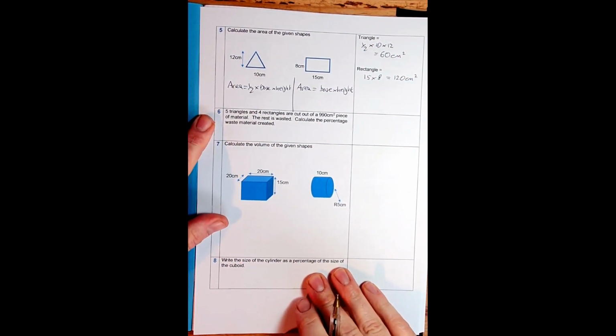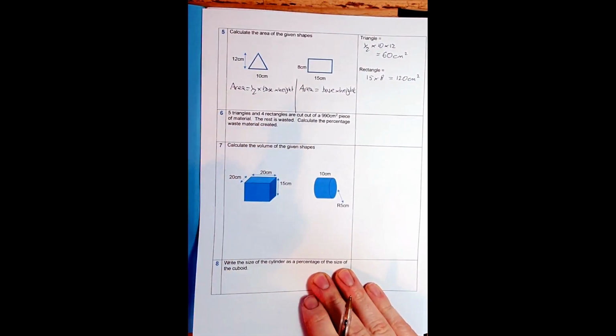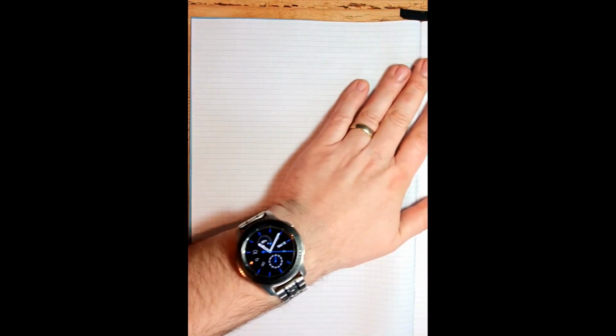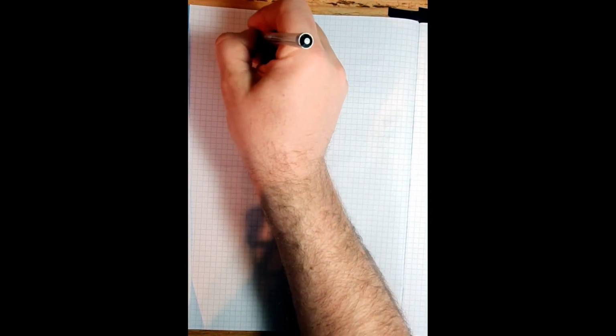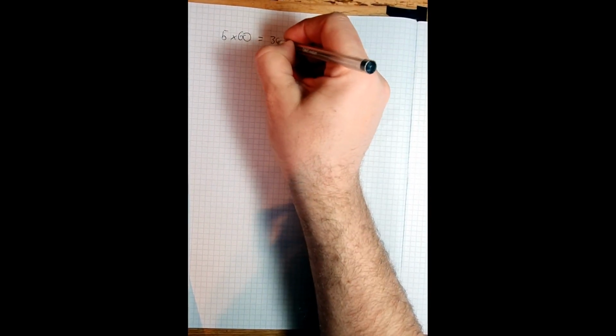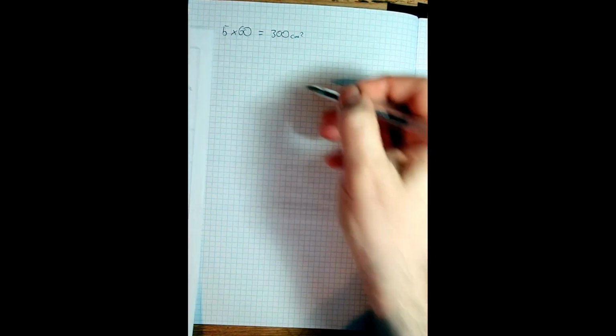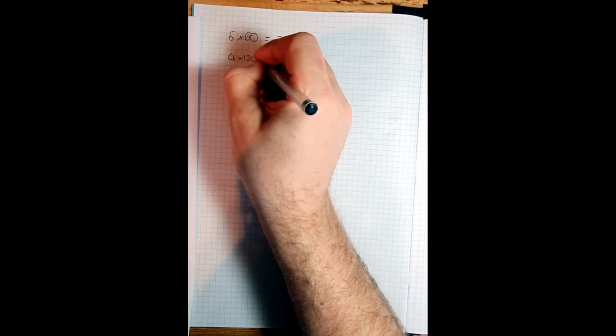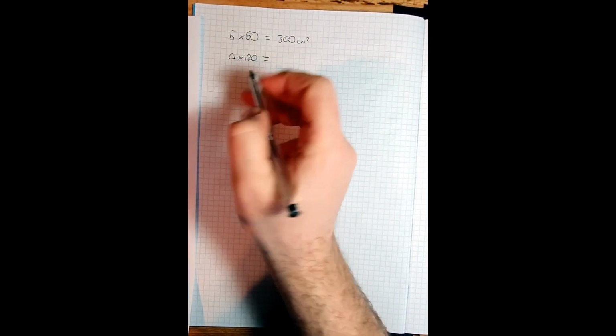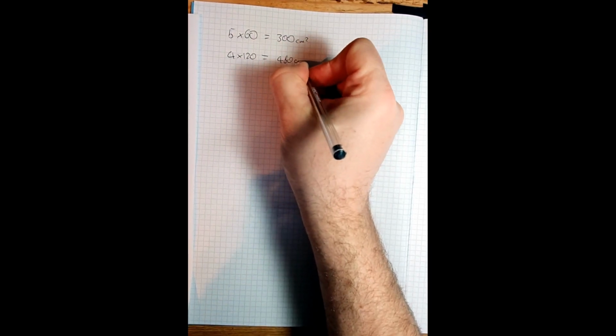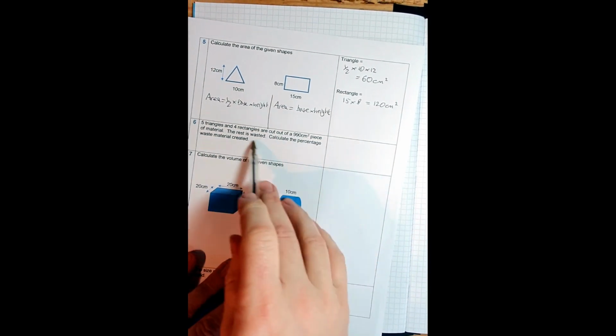Number 6, I'm going to need a bit more paper for, so 5 triangles and 4 rectangles. So let's have a go at that. So 5 lots of 60 is 300, and 4 lots of 120, 4 100s are 400 and 4 20s are 80, so 480. So that's cut out of a piece of material 990.